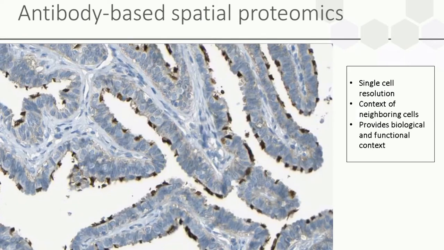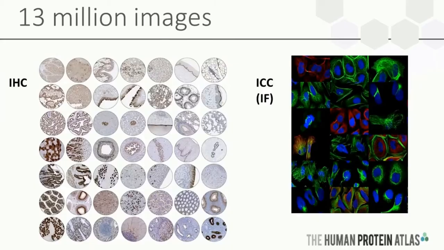The way of using antibodies then gives us very good resolution. We can actually map all the proteins with single-cell resolution and even subcellular resolution. We can also see the distribution of the different human proteins in the context of neighboring cells. And this will, of course, provide biological and functional context to the about 20,000 proteins that we have in the human body.